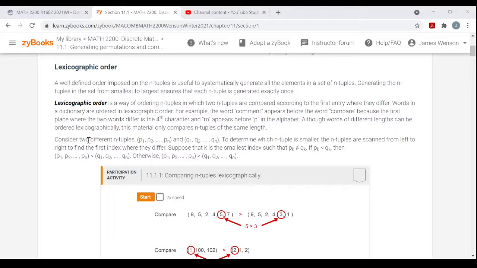Alright, so consider two different n-tuples or permutations, p1 through pn and q1 through qn. To determine which n-tuple is considered smaller, the n-tuples are scanned from left to right to find the first index where they differ. Suppose that k is the smallest index such that pk is not equal to qk. If pk is less than qk, then that permutation, that n-tuple, is considered less than the other one. Otherwise, it's considered greater than. Right?